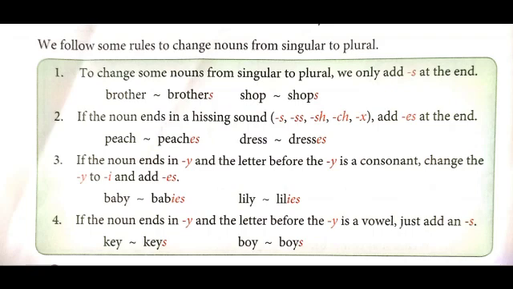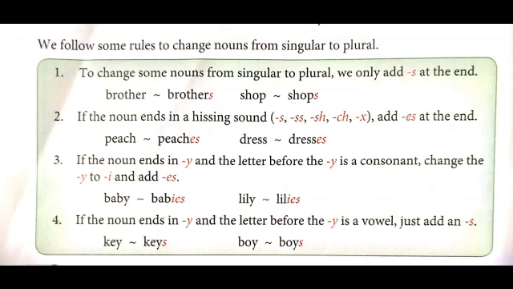Number 2. If a word ends in a hissing sound, s, sh, ch, x, add es at the end. For example, peach. You can see ch at the end. When we change it into plural form, it ends with es. Peach, peaches. Dress. Dress ends with double s. When we change it into plural form, we should add es.